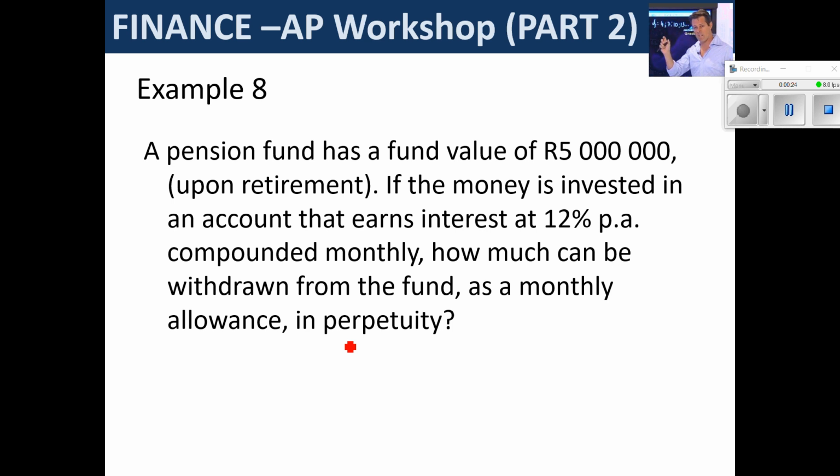Please understand, when we're talking about a perpetuity, this is sometimes known as a living annuity. What we want to do is take out money at a regular period, but this money must last indefinitely. So we sometimes say the money continues as a monthly withdrawal forever, in perpetuity, carrying on forever.